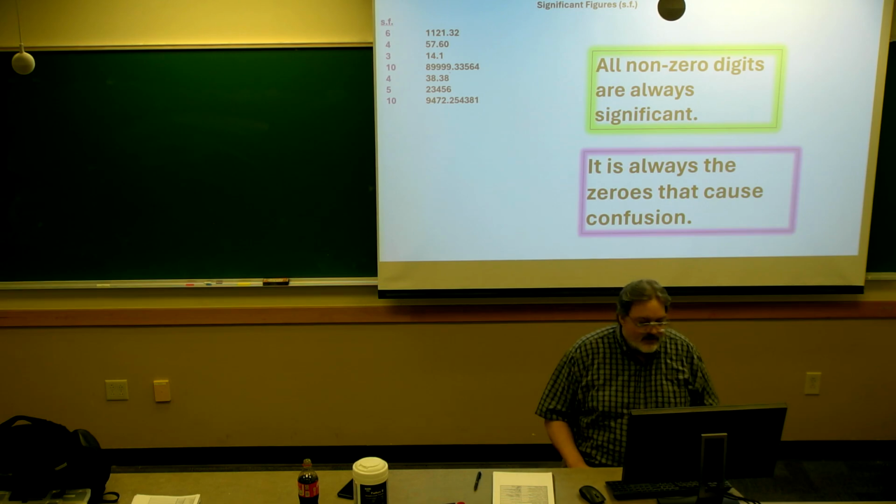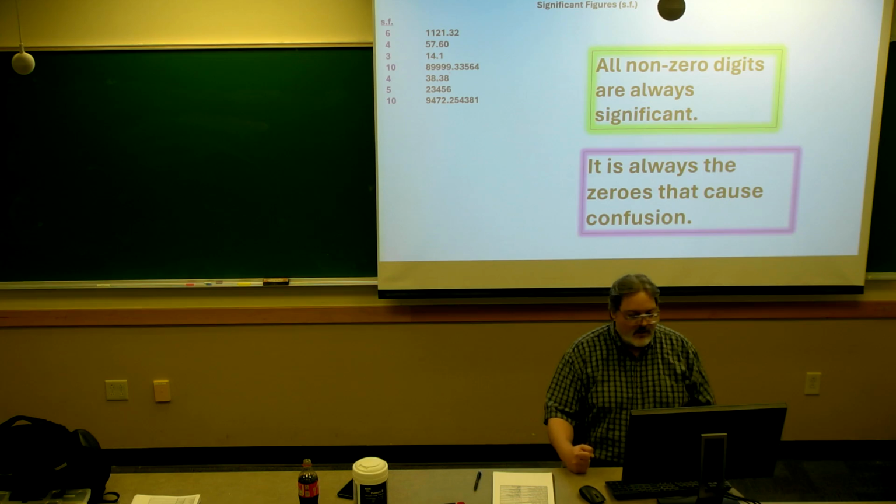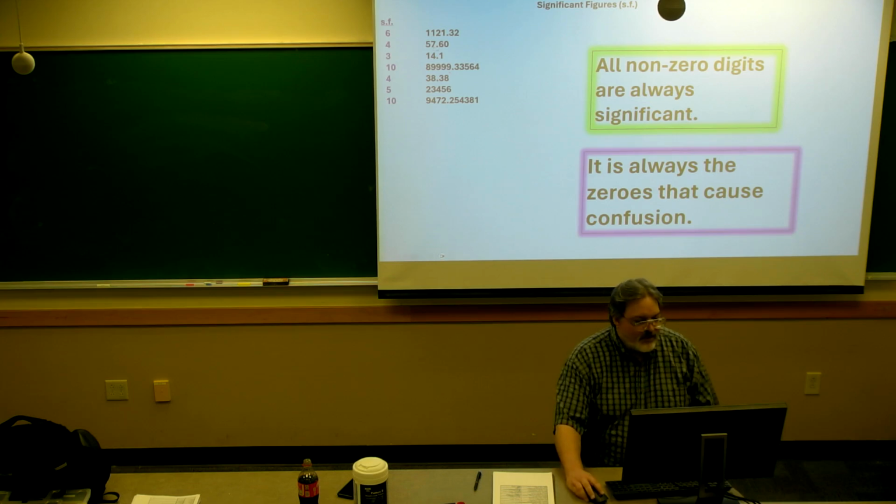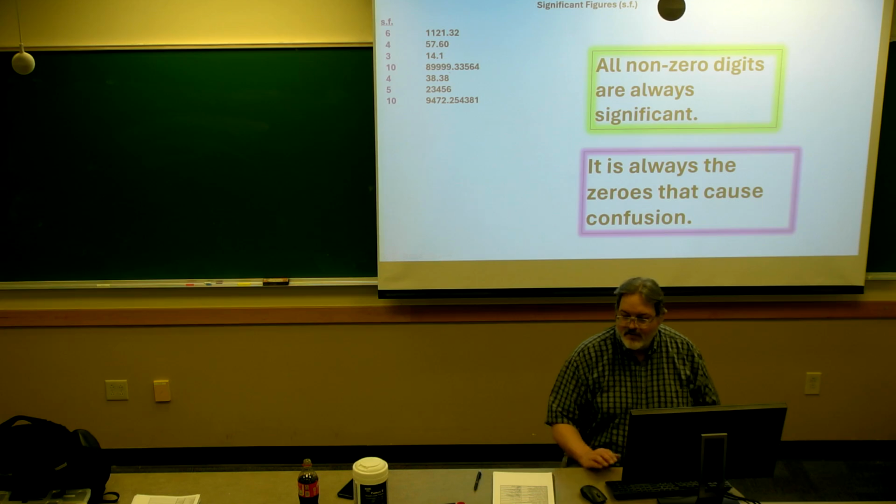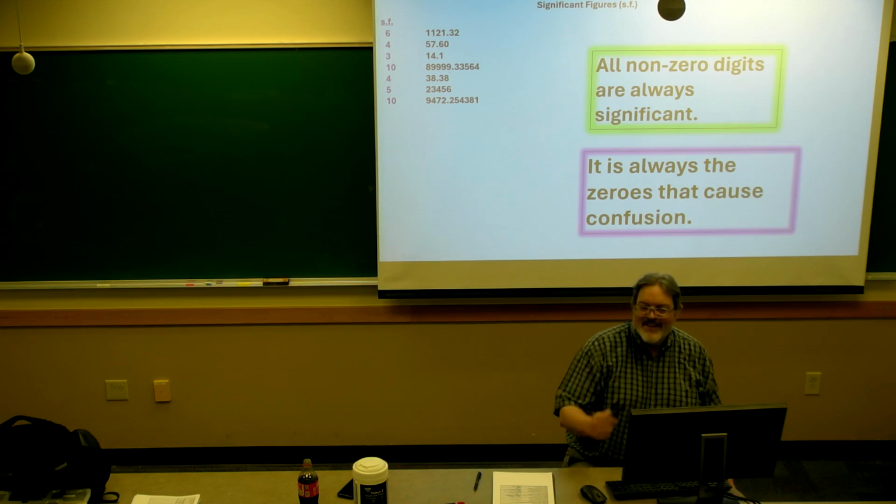So you can see how many significant figures there, and there's no confusion except for maybe the 57.60, and you're looking at that zero going, that's what confuses me. Does that confuse you? Do you sometimes look at these and go, I can't remember if you count that zero or not? You do? All right.